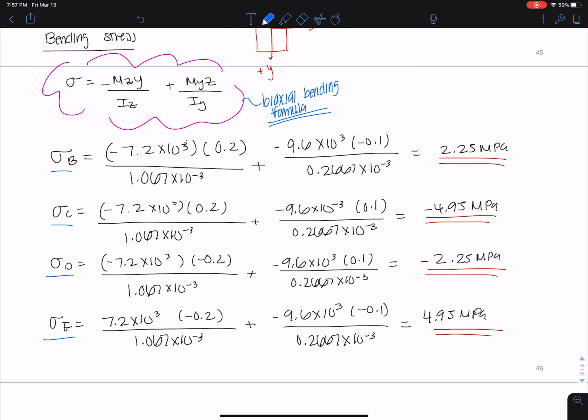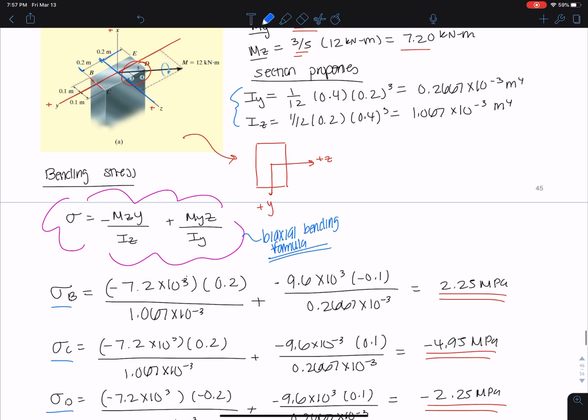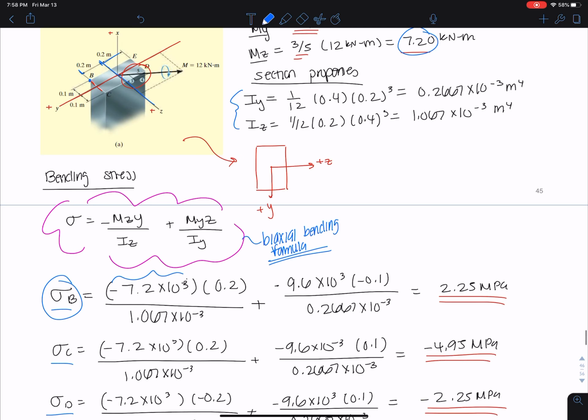And all you'd have to do is go to each corner. So for example here, let's look at sigma B. This is negative Mz, so I want to come here, sigma B. What is the negative moment in the z direction? What's the component moment in the z direction for that? I want to come here, what's Mz? 7.2. Literally plug in the 7.2.